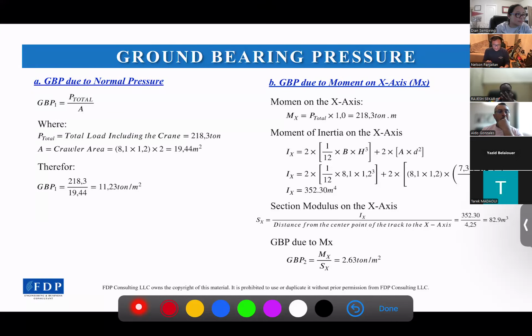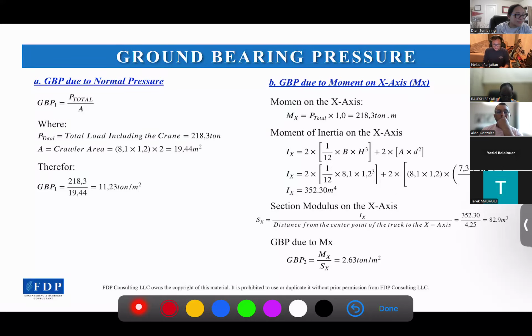Then we divide the total load, which is 218.3 tons, by the area, and we get 11.23 tons per square meter. So that's the normal ground bearing pressure. And then the next one is the ground bearing pressure due to the moment on the x-axis.